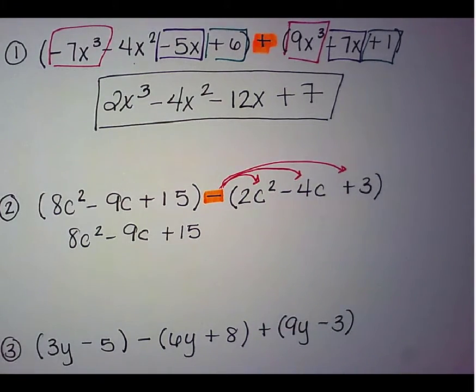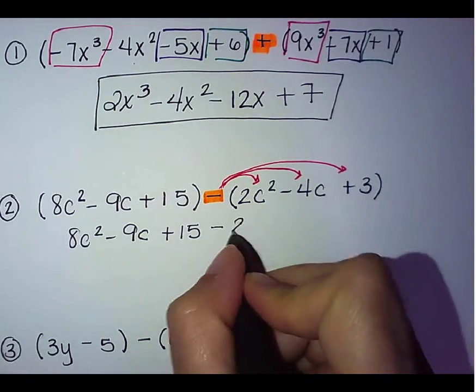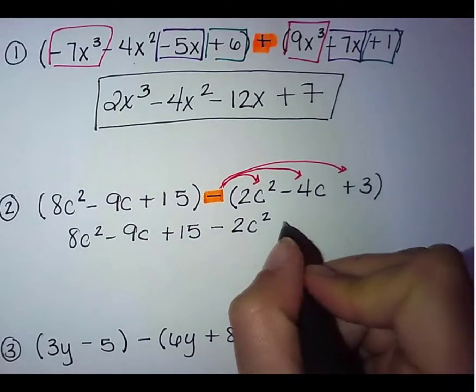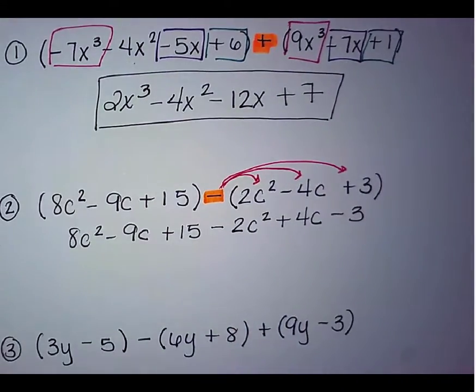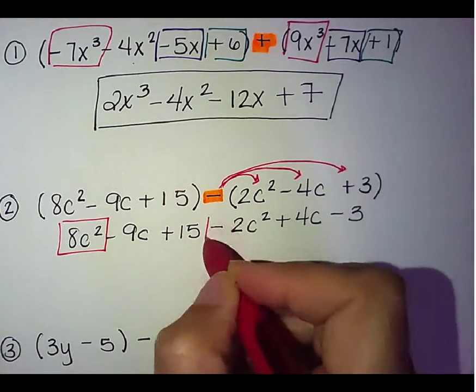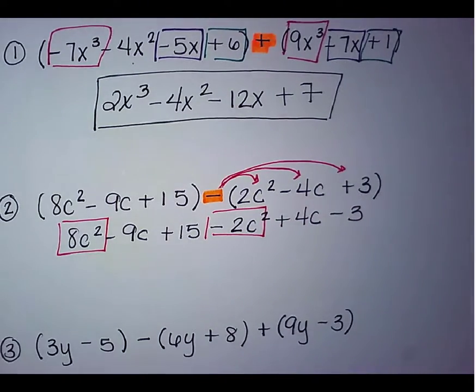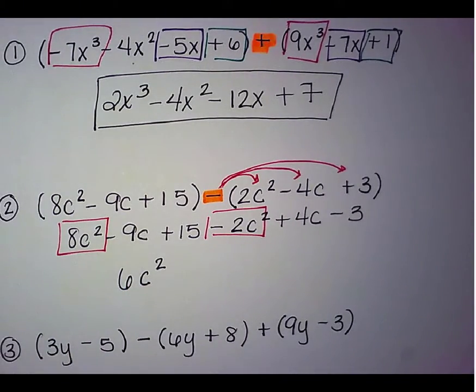And remember, when you're distributing a negative, it's just basically changing the signs of everything. So it becomes a negative 2c squared, a positive 4c, and a negative 3. And then we just need to start talking about our like terms. So again, we've got this 8c squared and a negative 2c squared. So that's going to give us a positive 6c squared.